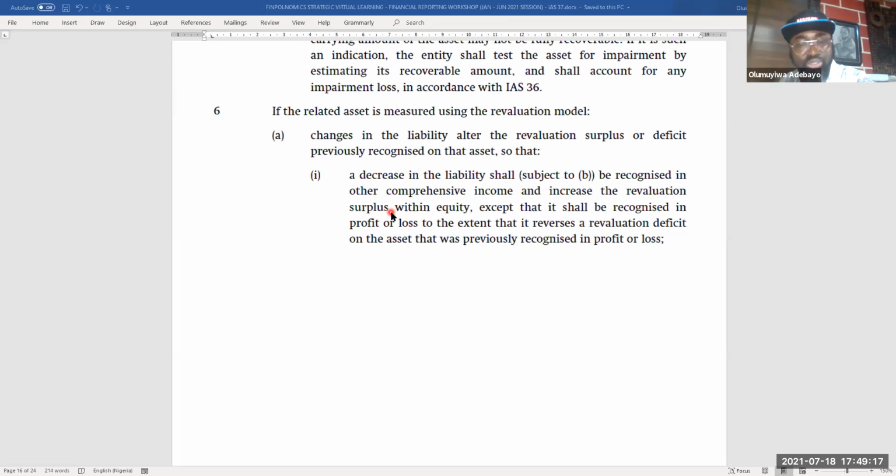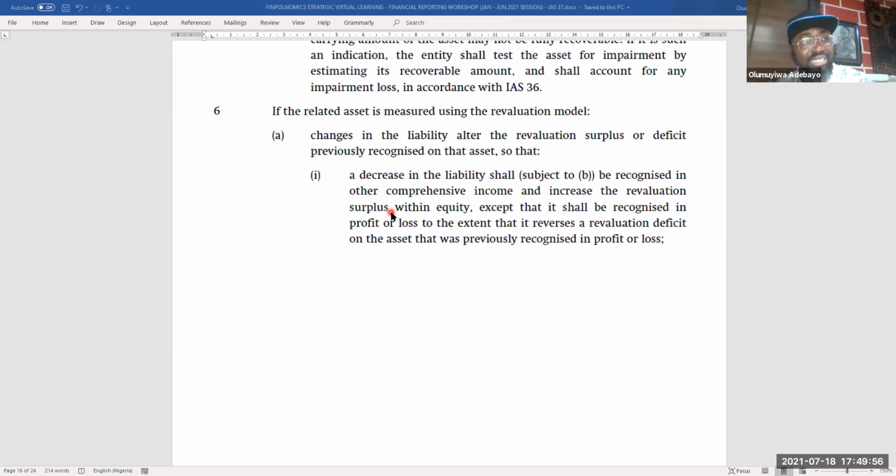revaluation. But before we go to that, let us assume first that there was a decrease in that provision from 10 million to 8 million. That 2 million that's supposed to be used to reduce the cost of the asset will not be used to reduce the cost of the asset. Rather, that 2 million will be recognized as a form of an adjustment or gain arising from remeasurement of a provision for decommissioning costs, which will be reported through other comprehensive income, similar to the way we report revaluation gains. And as such, it will be used to increase the revaluation reserve in your equity.